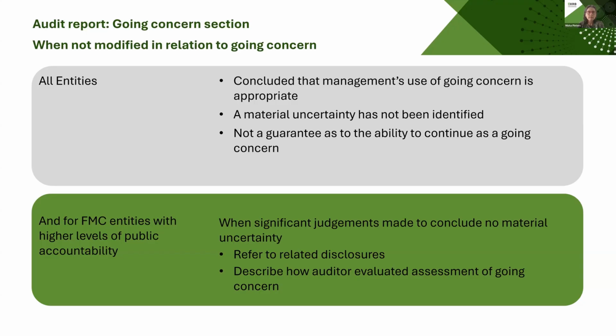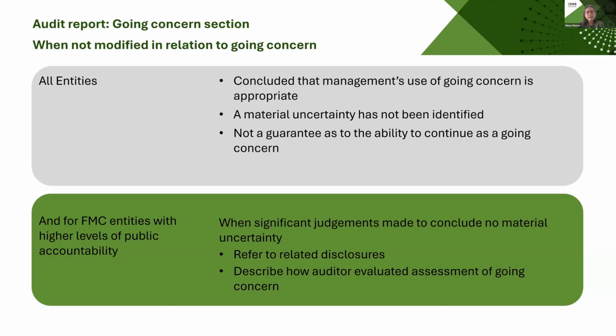Included in that section will be the statement that the auditor has concluded that management's use of going concern is appropriate. This in and of itself is not different because the auditor has always made that conclusion, but it is now being made transparently and explicitly in the auditor's report. That section also states that a material uncertainty has not been identified, but to add clarity around what this statement really means, it will also state that this is not a guarantee as the ability to continue as a going concern.